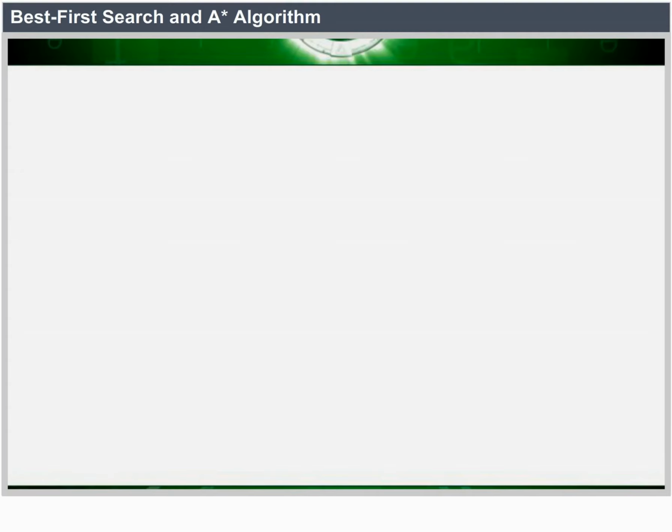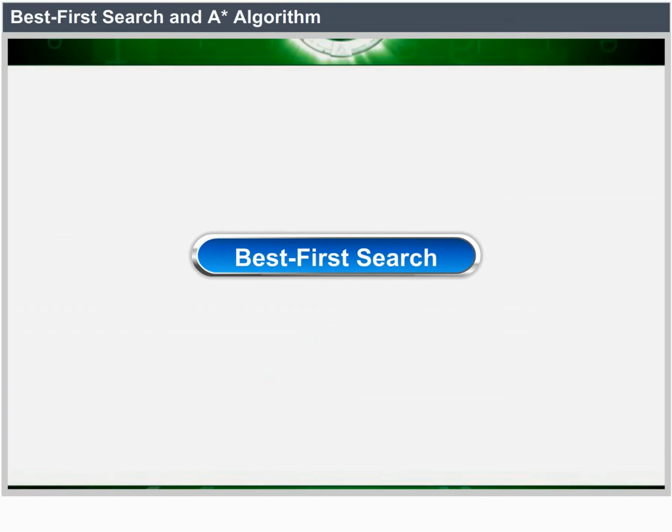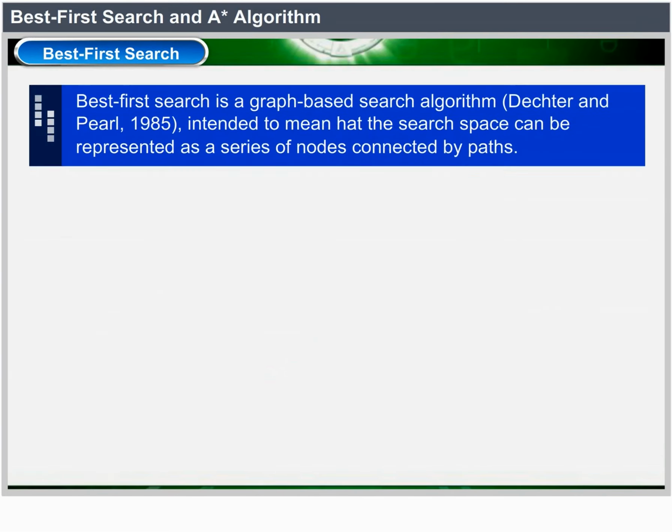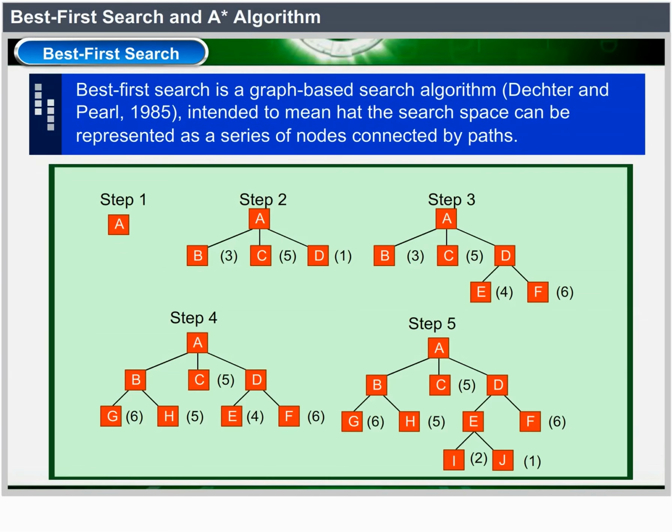Best first search and A-star algorithm. Best first search. Best first search is a graph-based search algorithm (Dechter and Pearl, 1985), intended to mean that the search space can be represented as a series of nodes connected by paths.